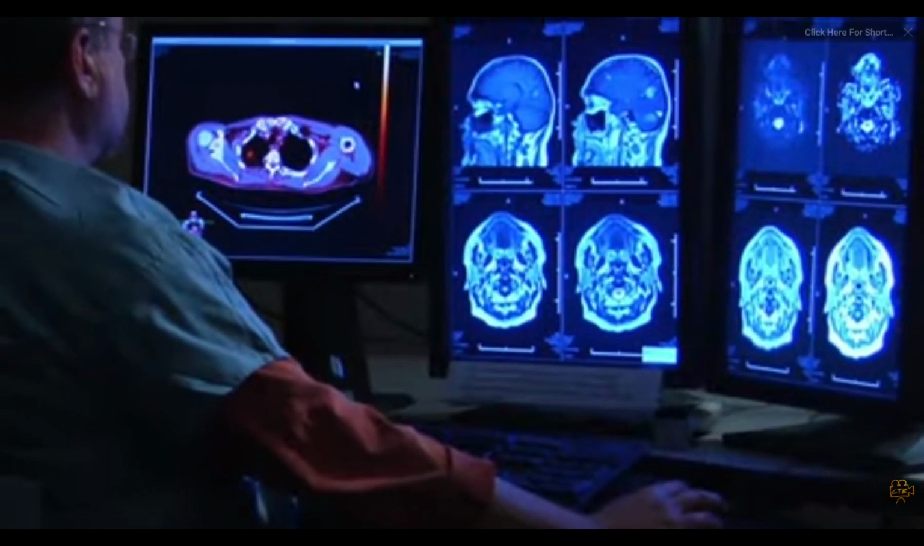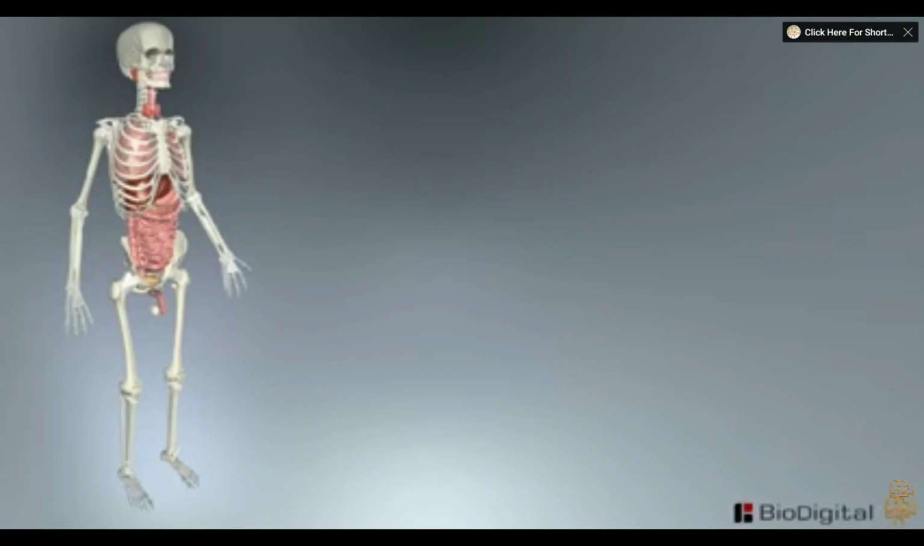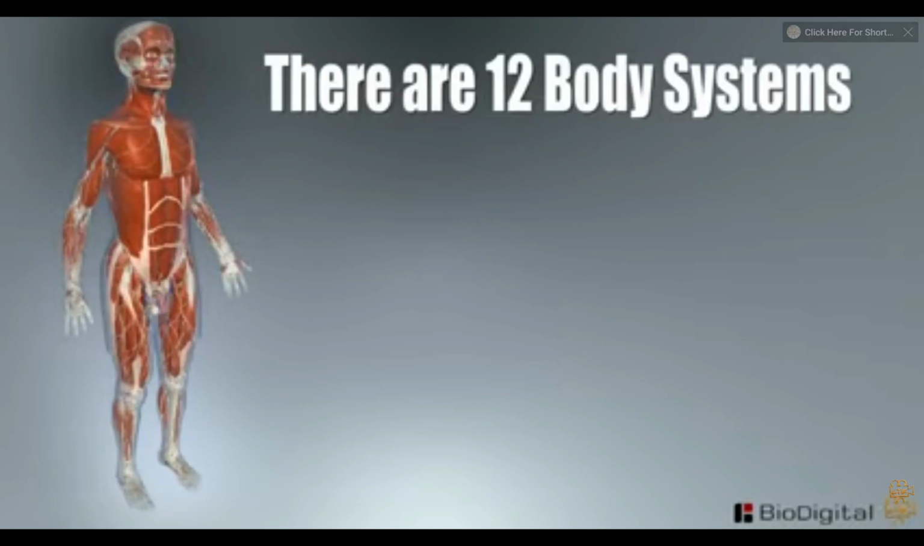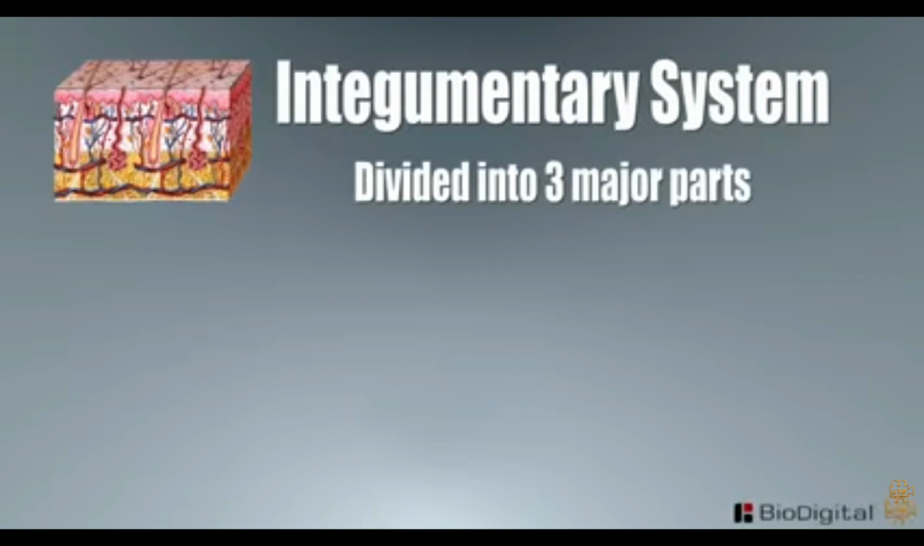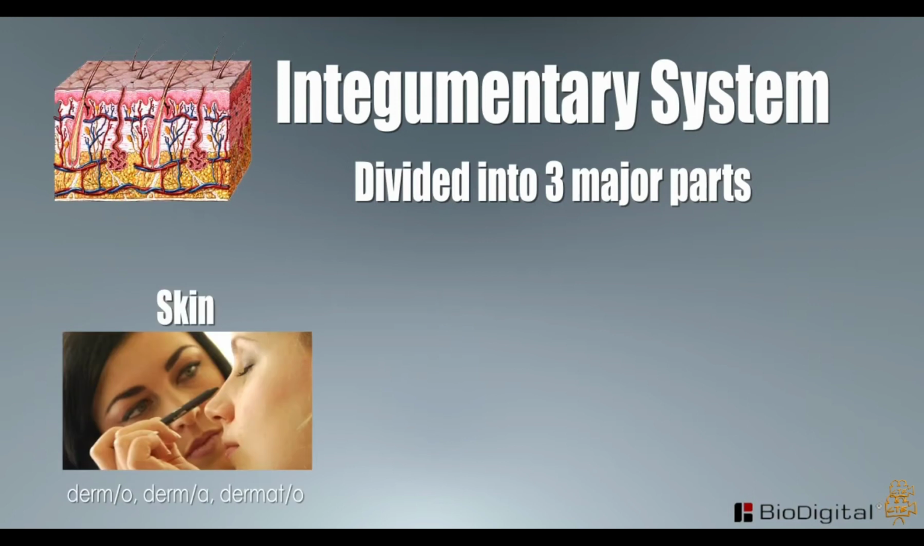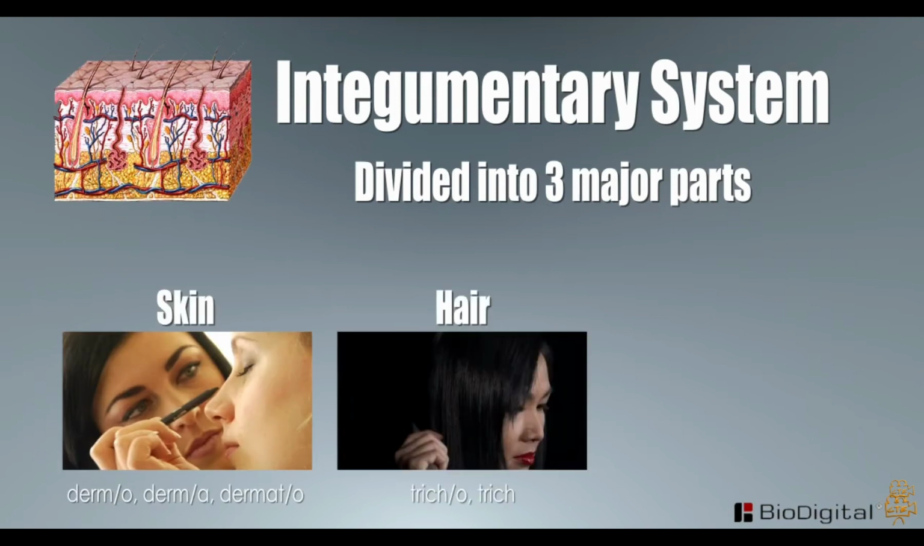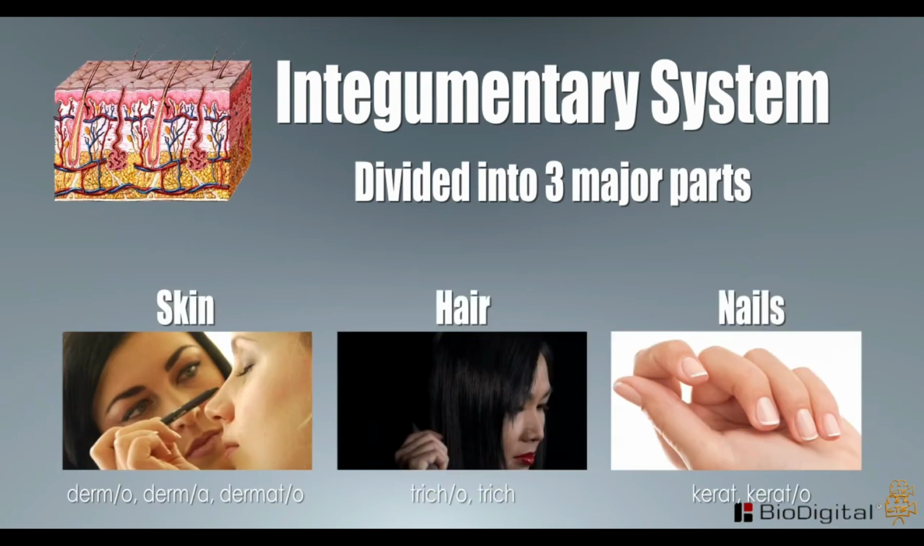Now that we have completed the mapping of the body, we will now begin our journey through each of the body's systems, of which there are 12. Our first journey begins with the integumentary system. This body system is divided into three major parts: the skin, the hair, and the nails.